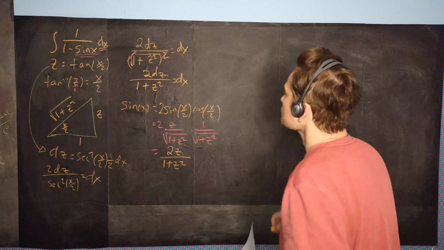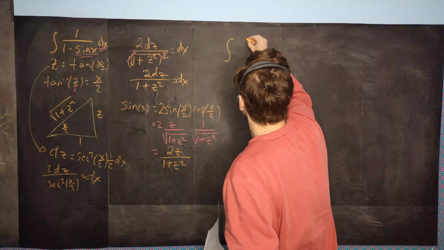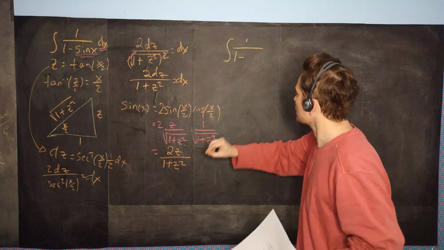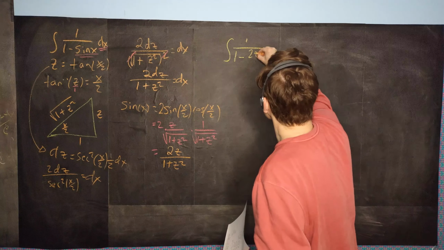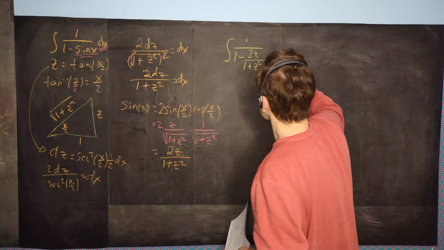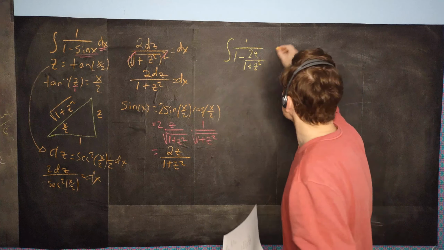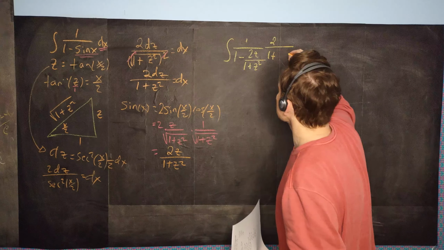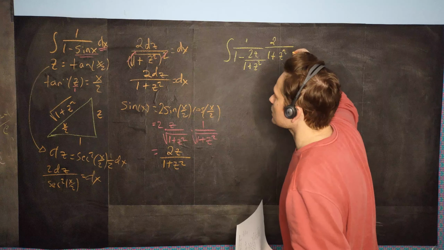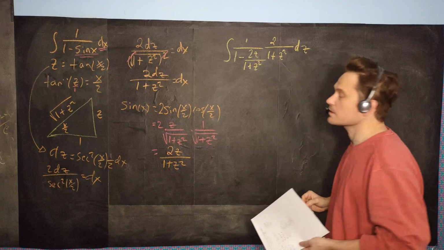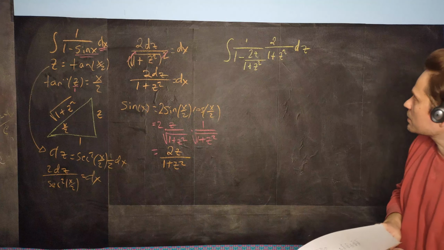So it's going to be the integral of 1 minus sine, but sine happens to take the form now 2z over 1 plus z squared, and then dx can be replaced with 2 over 1 plus z squared, and then dz. So we have recreated our integral. What do we have to do now?